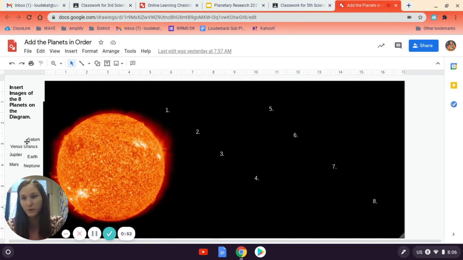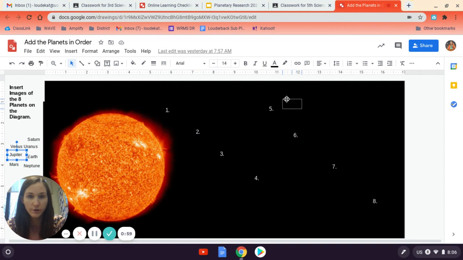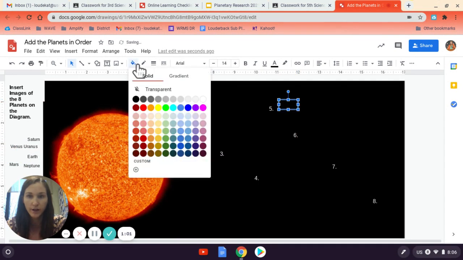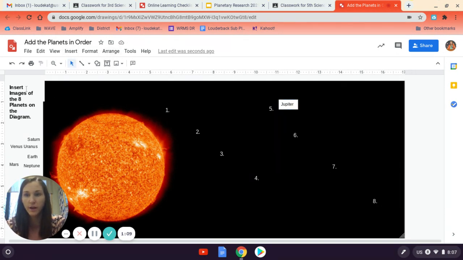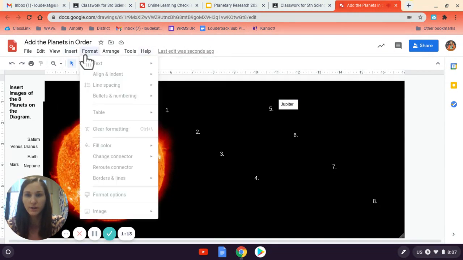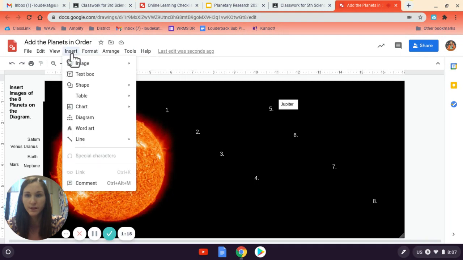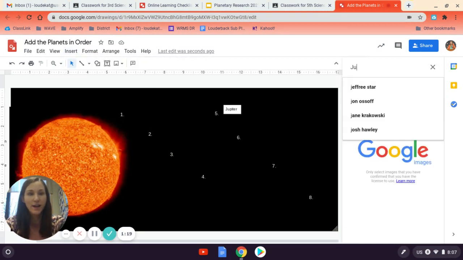So what you needed to do, not only were you supposed to add, let's say Jupiter, add Jupiter over here, and let me go ahead and make it so you can see the name, okay? But you also were supposed to add an image of Jupiter as well by using insert, image, and then search the web. And so a lot of us are missing that.